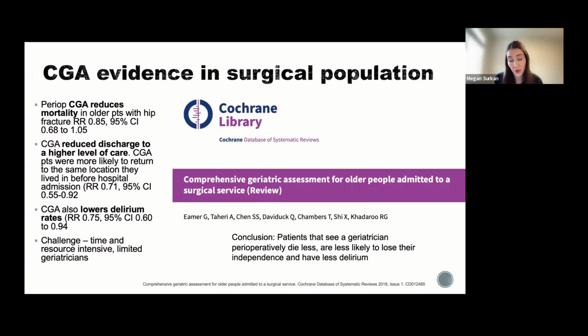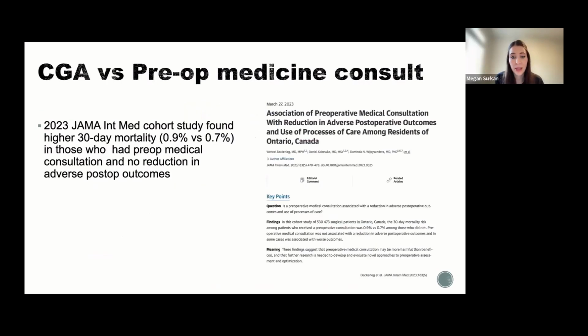So what is the evidence for CGA in a surgical population? There's actually quite strong evidence that it's very beneficial for patients. This was a Cochrane review in 2018 that showed perioperative CGA reduced death in older people with hip fracture. They also found CGA reduced discharge to a higher level of care, and CGA patients were more likely to return to the same location they lived in before hospital admission. They also found CGA lowered the risk of delirium. The challenge is that this is time and resource intensive, with limited geriatricians. So in conclusion, patients that see a geriatrician perioperatively die less, are less likely to lose their independence, and less likely to have delirium. And I just want to compare this to what's been standard of care for quite some time.